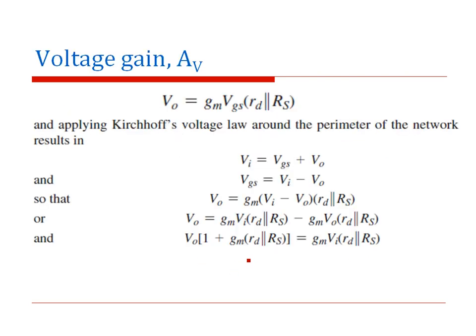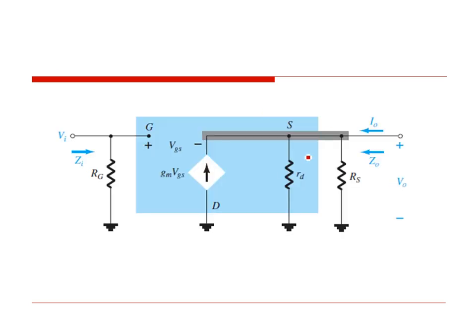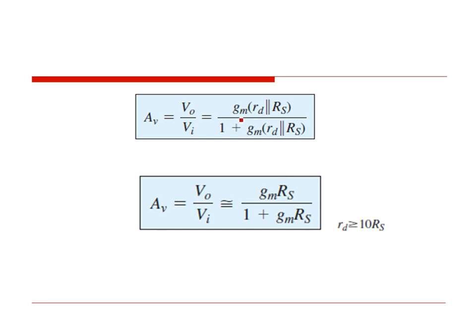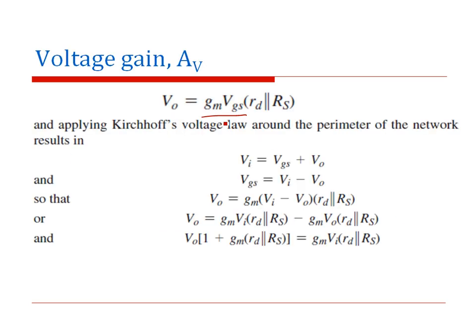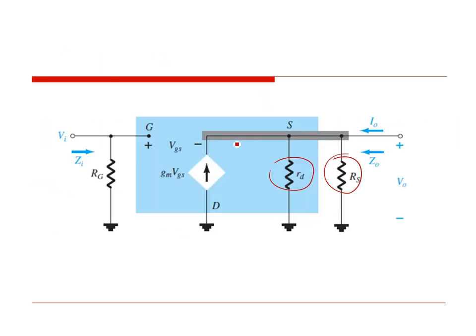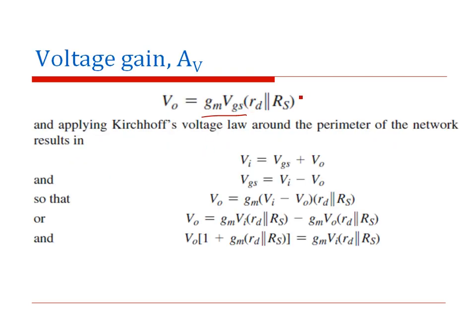Now if you find the voltage gain of the common drain amplifier, what is V naught? It is Gm VGS into RD parallel to RS. You can see that from this circuit. What is V naught? This RD is parallel to RS, and Gm VGS is the current. You will get an expression like this for V naught.